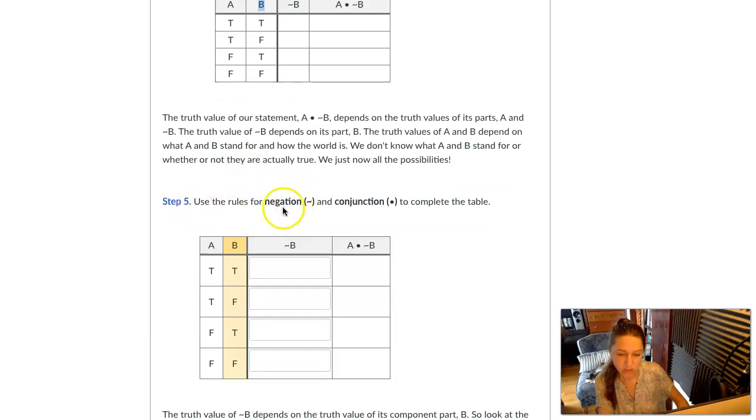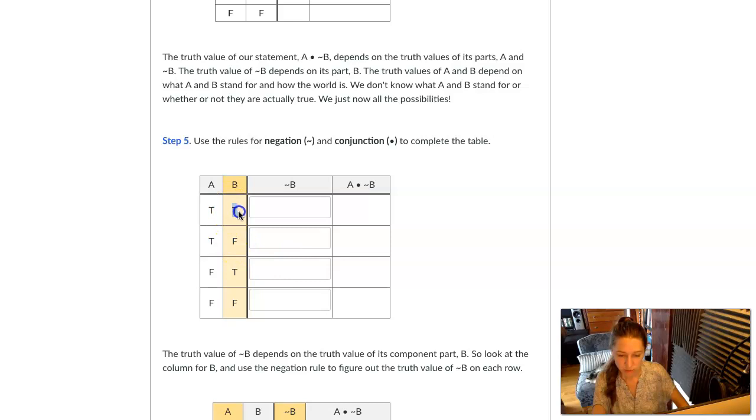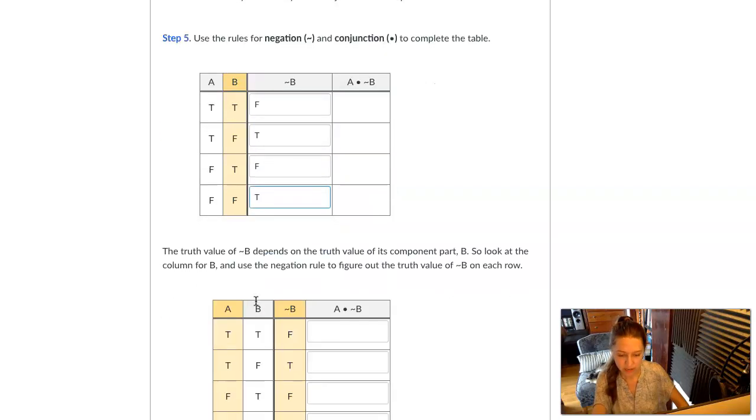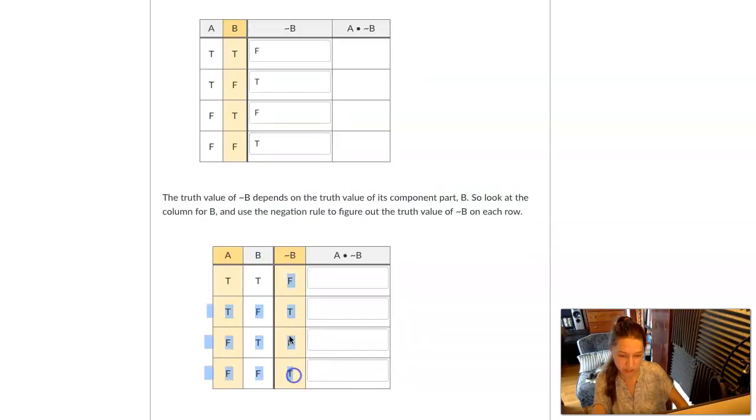So now we'll use our rules for negation and conjunction to complete the table. So for not B, whenever B is T, not B is F. Whenever B is F, not B is T. Whenever it's T, it will be F, and whenever it's F, it's T. You can see it filled in, so it's pretty guided. You get the right answers as you're going through this. So the truth of not B depends on the truth value of B. We're looking at this column to figure out this column.